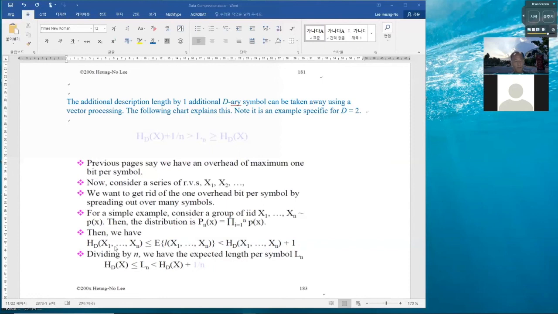since this is for a vector of length n, if we divide both sides by n, which is the number of symbols in the vector, then we have the expected length per symbol, Ln, upper bounded by H_D(X) plus 1 over n, and lower bounded by H_D(X). If we let n go to infinity, the Shannon code achieves the lower bound, which is the entropy.